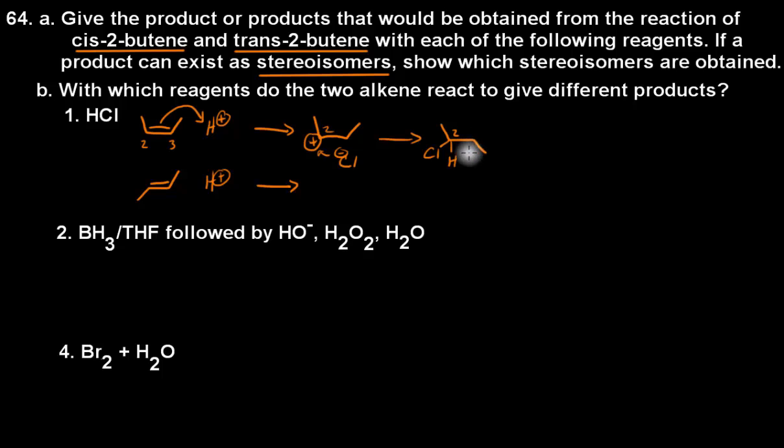So the first thing you have to remember here is that because we're going through this carbocation-like mechanism, we can think of the carbocation as a planar molecule. So it's going to be sp2 hybridized, and sp2 atoms are going to be planar.